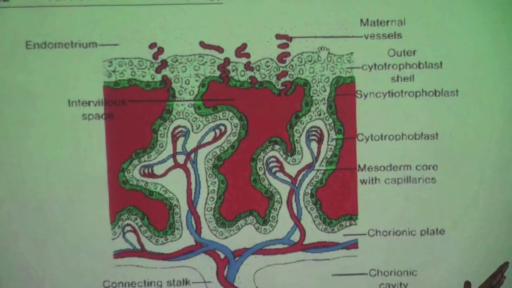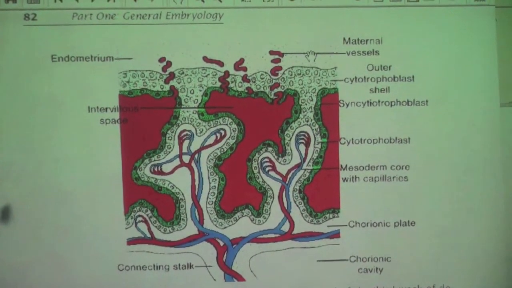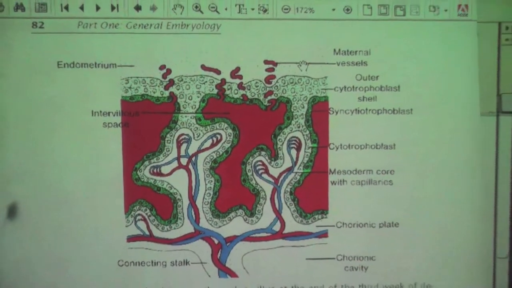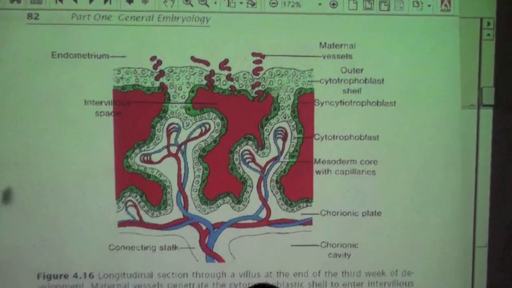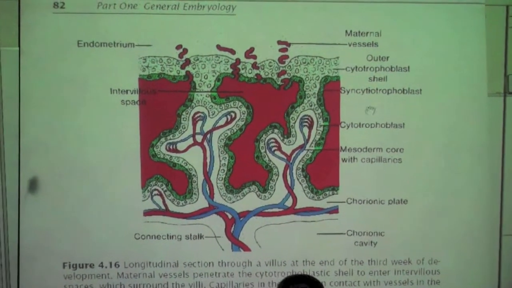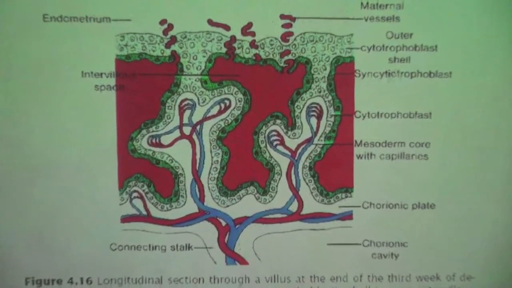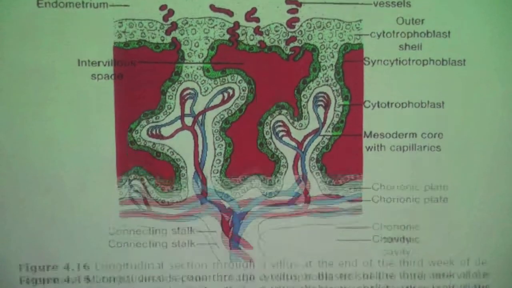But now cytotrophoblast comes. So if we remove the fetus, if we remove the embryo, we will see what is the most outer layer? Cytotrophoblast. If we remove the embryo and see in the uterus, between uterus and embryo, it is cytotrophoblast, not syncytial. This is the new thing.